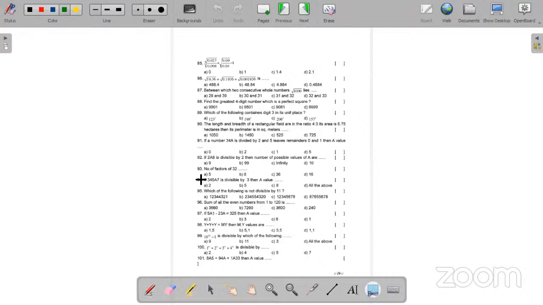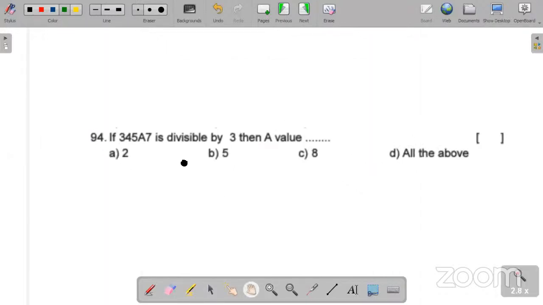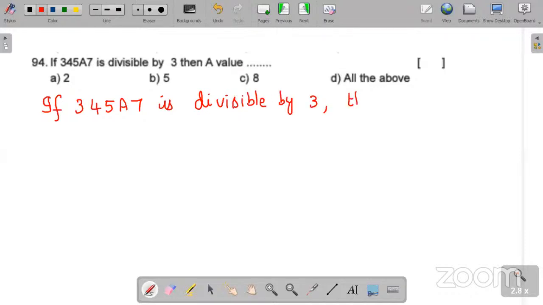Right. One more question. Let us go for the next question. Check this question. If 3, 4, 5a is divisible by 3, then find the value of a.